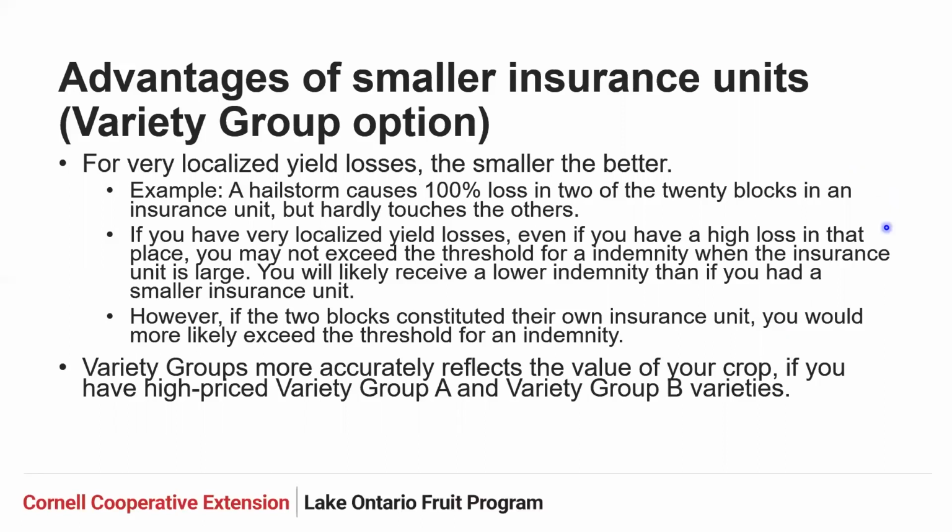Even if you have a high loss in those 2 blocks, you may not exceed the threshold for an indemnity with the 20 block insurance unit, because your total losses for the entire insurance unit would only be around 10%. So you might not receive an indemnity because you didn't exceed the threshold, or at the very least, you may receive a lower indemnity. However, if the 2 blocks constituted their own insurance unit, you would more likely exceed the threshold for an indemnity.